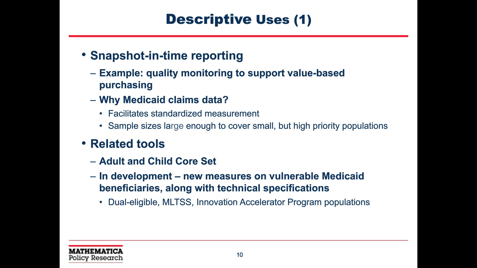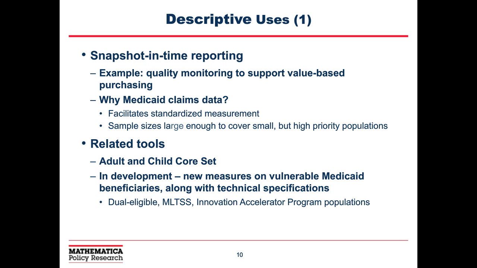So why Medicaid claims data? What are their strengths in descriptive contexts? Well, across different states, the Medicaid claims data systems exhibit a good bit of harmonization with respect to the types of fields and coding systems that are used. And what's nice is that these standards are also broadly shared with Medicare and private insurance systems, facilitating comparability across payers. Another very important thing to note here is that many Medicaid claims data systems have sample sizes that are large enough to cover small but very high priority populations. Again, a recent example in the news are beneficiaries with opioid use disorders.